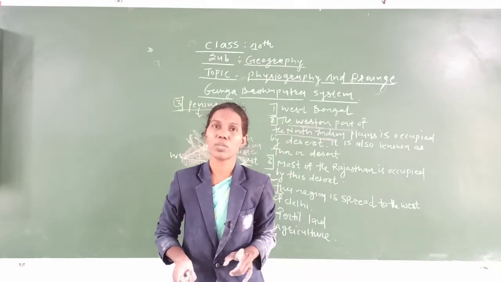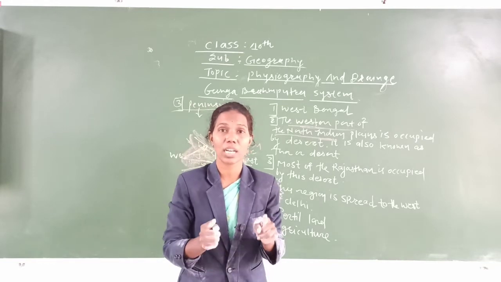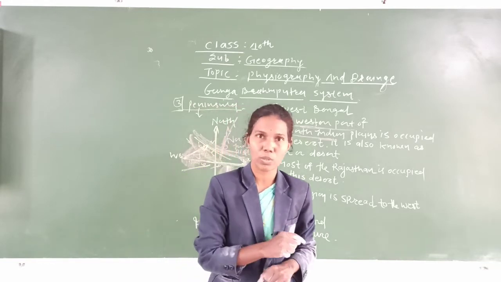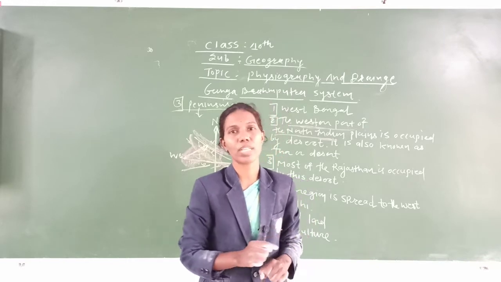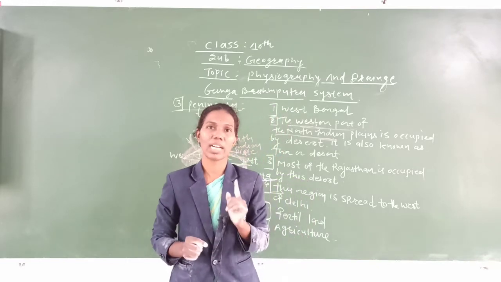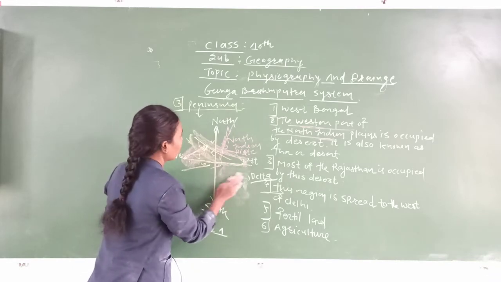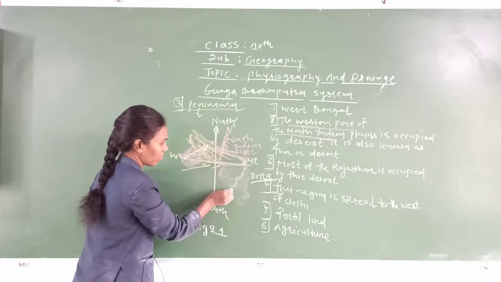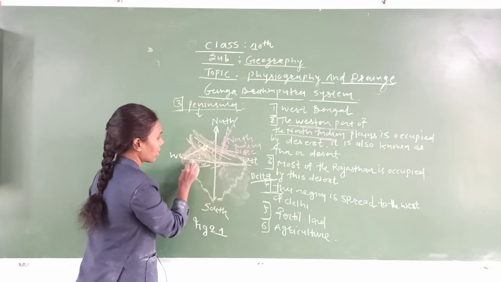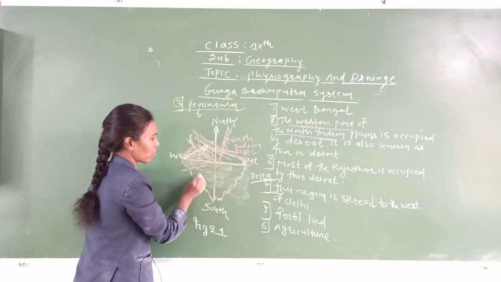in the first video period we mentioned the difference between the peninsula and the island. What is the peninsula? If 3 sides of the land are covered by water, it is known as a peninsula. And what is an island? If 4 sides are covered by water, it is known as an island. So this is the peninsula, the third portion. These 3 sides are covered by water, so it is known as the peninsula.